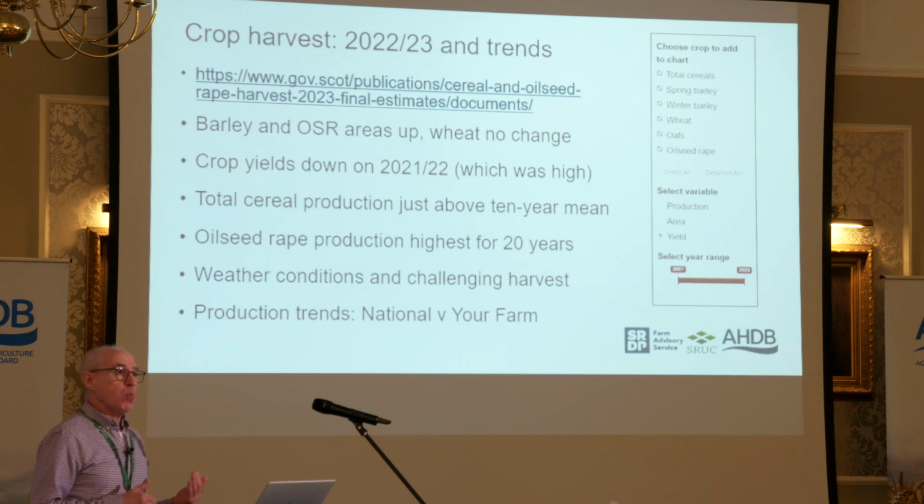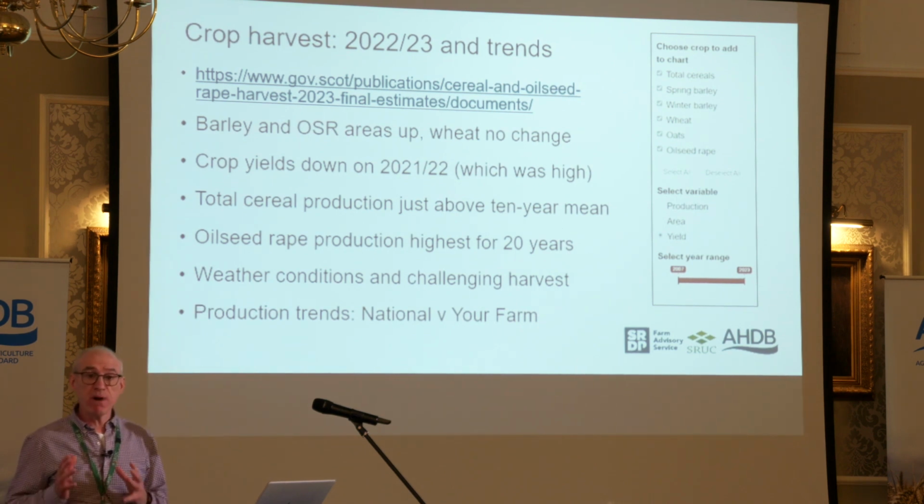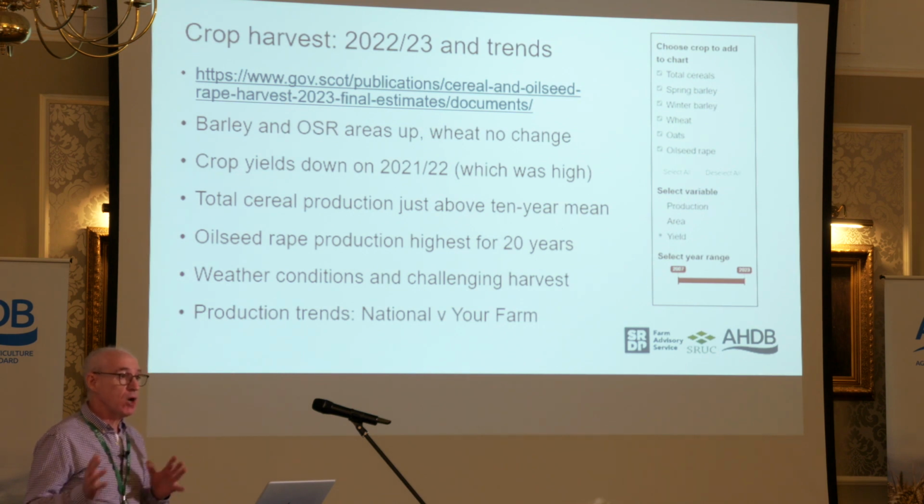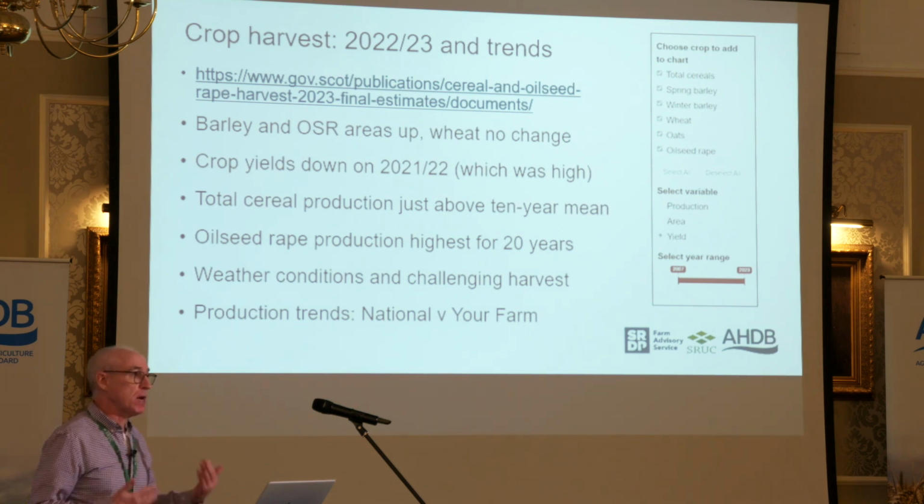Although yields were down last harvest compared to the year before, don't forget that harvest 22 was a very high yielding year. So overall we didn't do too badly in what was a very challenging harvest and often growing conditions through spring into summer last year. These good yields meant that in terms of total cereal production, we were just above the 10-year mean. So we were above 3 million tonnes in terms of all of the cereals, which is a healthy number, and it's an indication that we're meeting the needs of our main cereal end uses.